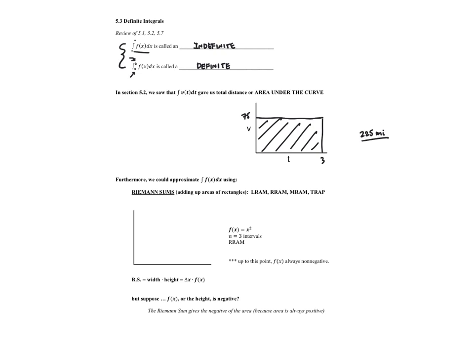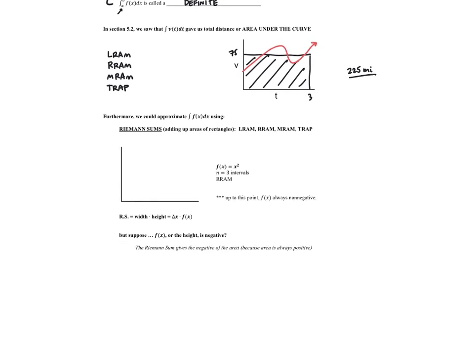Then in section 5.2 and 5.7, we talked about approximating the area under a curve using 4 methods. We had our LRAM, left rectangular approximation, RRAM, right rectangular approximation, midpoint rectangular approximation, and then the trap method. I'm going to breeze through a few of these examples here. But we used each of those 4 methods to approximate the area under a non-linear curve. Okay, furthermore, we were approximating, as we just spoke, using each of those 4 methods.